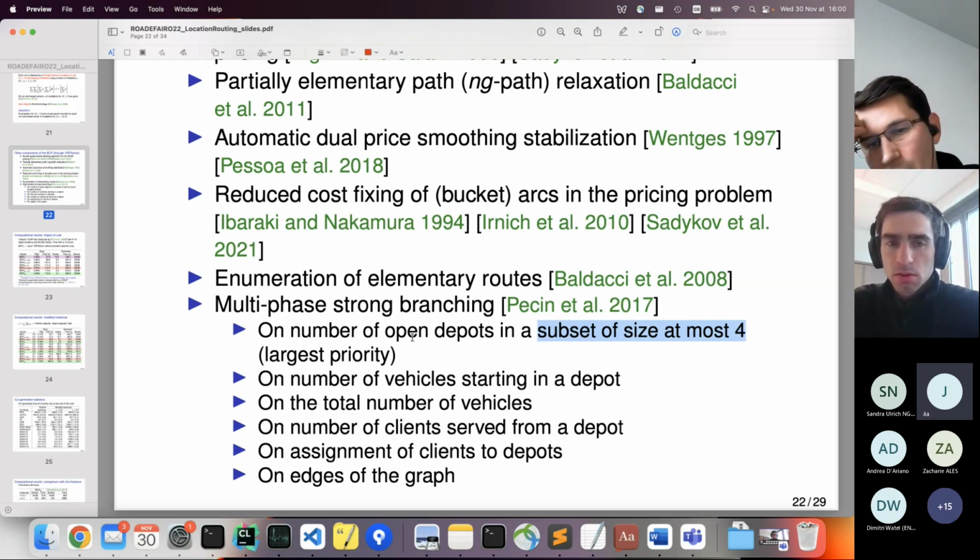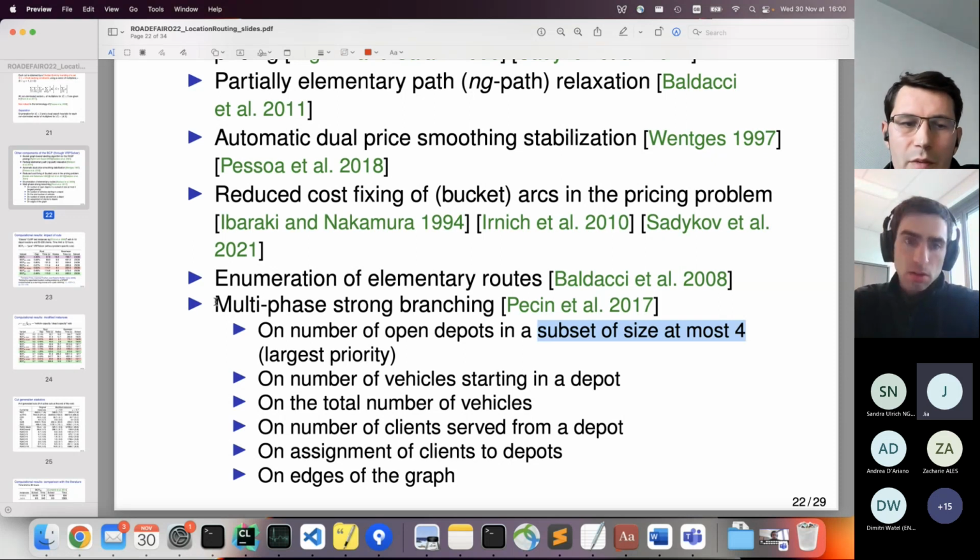Yeah, we enumerate them all, but we do not try them all. This is a multi-phase strong branching, which means that we start with just resolving the restricted master without any column generation, and then we select the best candidates, and for these best candidates we do column generation and so on. So it's gradual. We start with something cheap with a lot of candidates, and we go further with something more expensive but with fewer and fewer candidates in order to select presumably the best one.